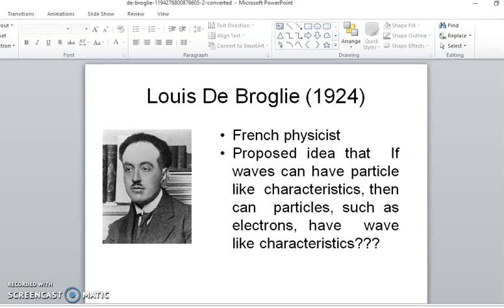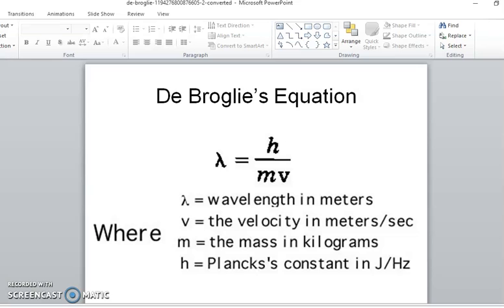Let us check. And he proposed an equation which is very familiar, called de Broglie's equation. And this was the equation: lambda is equal to h by mv, where lambda is called the wavelength of matter waves. What do you mean by matter waves? The wave created by a matter is known as matter wave. Its wavelength is measured as lambda here.